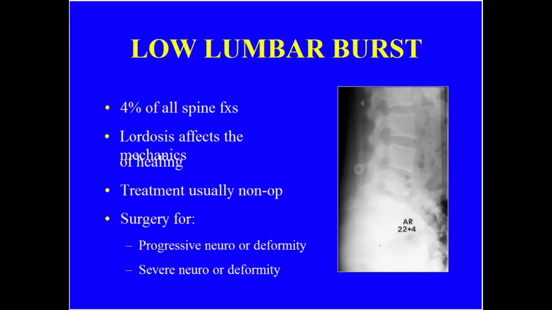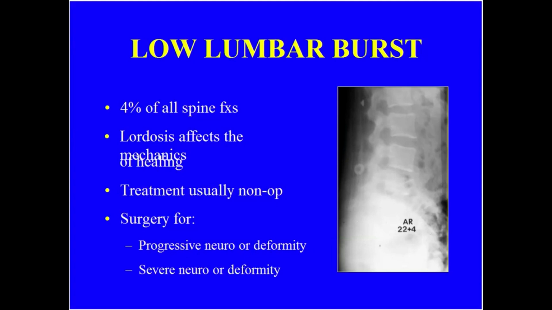And then just one last bit about fractures. You will occasionally see burst fractures in the lower lumbar spine, either at L5 or L4. This makes up about 4% of all spine fractures, so it's pretty uncommon, but you do see it. The mechanics of healing are different because the lumbar spine is lordotic at that segment, so you've got a fracture sitting in a lordotic segment. There's no real flexion moment on it. So we tend to be much more conservative in terms of thinking about surgery. The treatment should usually be non-operative.